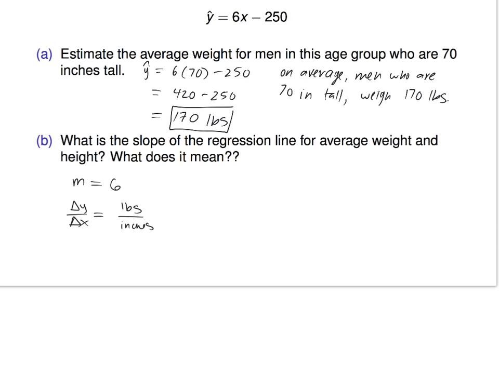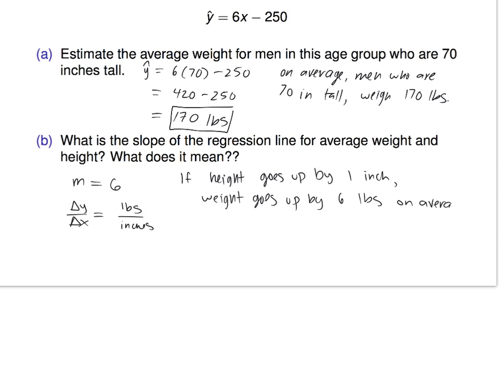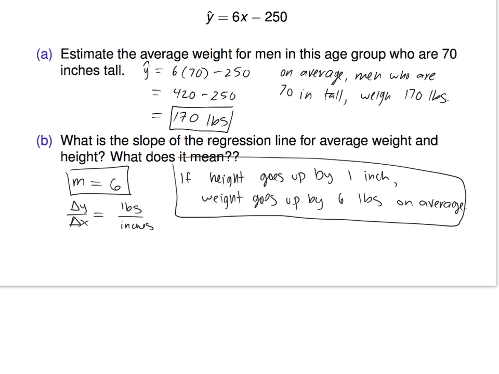So m is 6 pounds per inch. Does that make sense? In a sentence, this means that if height, the explanatory variable, goes up by 1 inch, what happens to weight? Yep, weight goes up by 6 pounds on average. Not for all people, but on average, that's what happens. So that's the slope, and that's what it means. Okay.